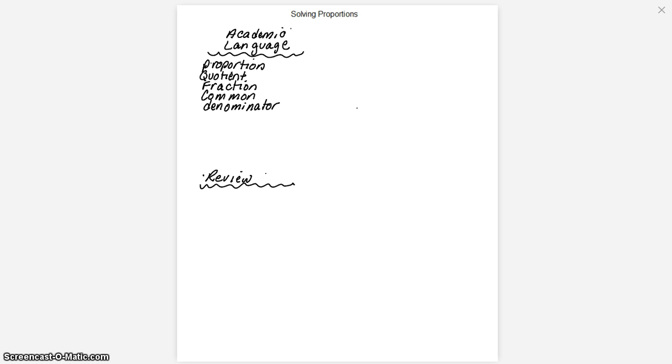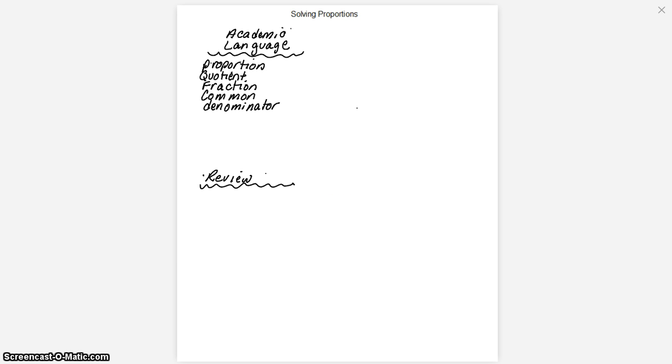Okay, so what is a proportion? A proportion is a set of equivalent fractions. So you can jot that down if you want to, so we can talk about it tomorrow. It might be a good idea. I am not going to write it down now. So a proportion is a set of equivalent fractions.